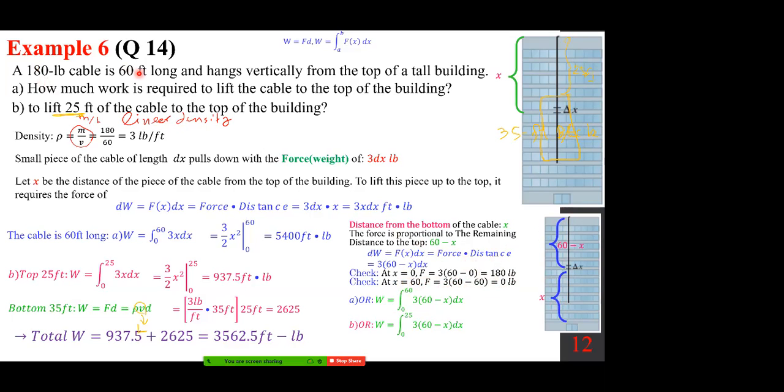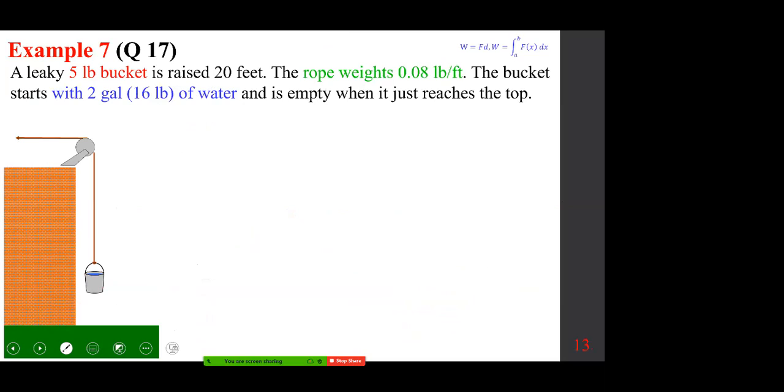And you can evaluate the same thing, 3 times 60 minus x dx. From 0 to 60, that gives you part A. From 0 to 25 gives you part B. And I'd like you to try this on your own later on.